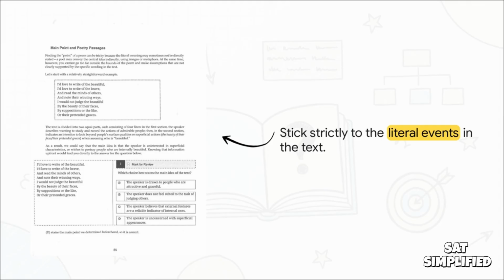The exact same literal approach applies to poetry. Think about this excerpt. The speaker mentions they would love to write of the beautiful and brave, noting their winning ways. But then, a shift. They state they would not judge the beautiful by the beauty of their faces. Finding the main idea here just means leaning on those literal statements. The speaker clearly wants to study admirable people, but is completely uninterested in superficial external beauty. It's right there in black and white. No deep, mystical interpretation required at all.